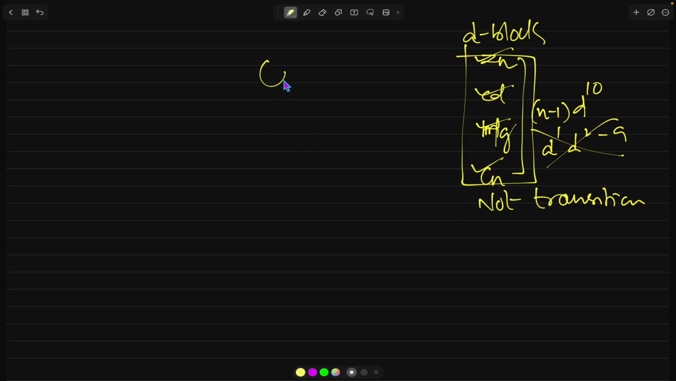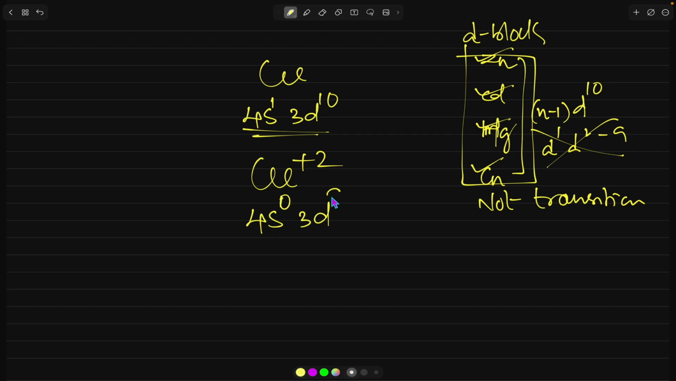Now you may ask about copper. The copper electron configuration is 4s1 3d10. If this is the case, copper should not be included in the transition metals. But when you write the electronic configuration of copper plus 2, it becomes 4s0 3d9. So the 3d9 configuration gives you an incomplete d orbital, 1 2 3 4 5 6 7 8 9. So this is incompletely filled, right?